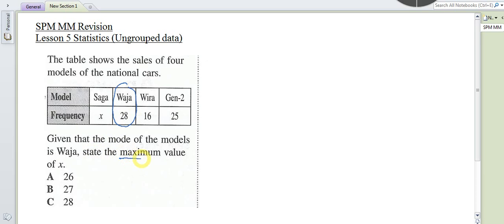So state the maximum value of x. So x cannot equal 28 or more than 28. It must be less than 28. So we know that the maximum value for x here must be 27, right? Very easy.